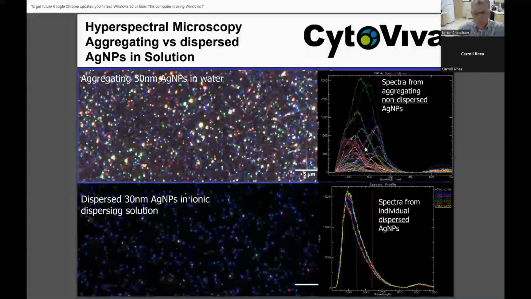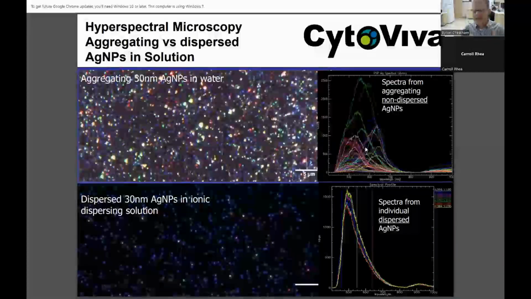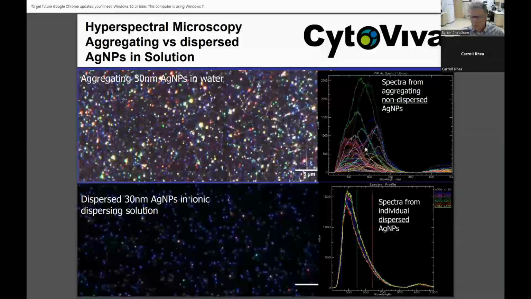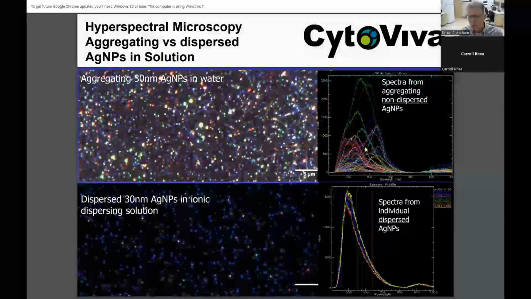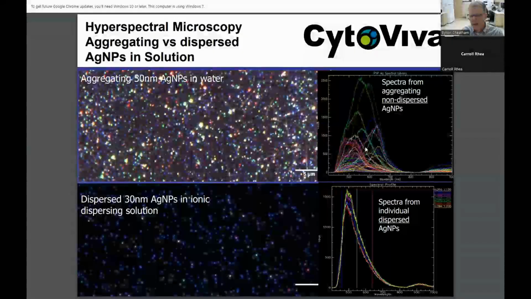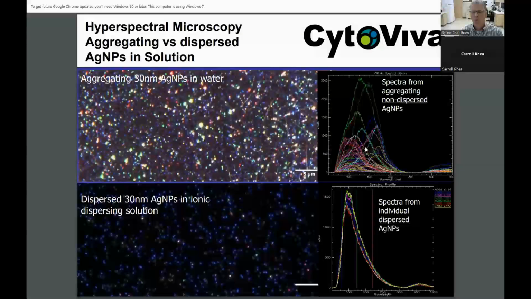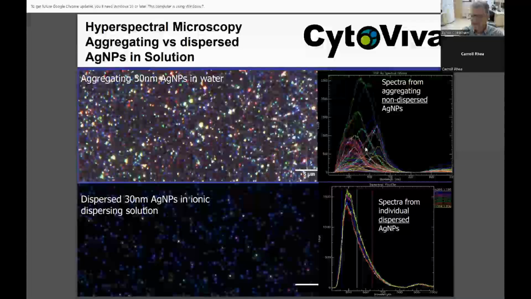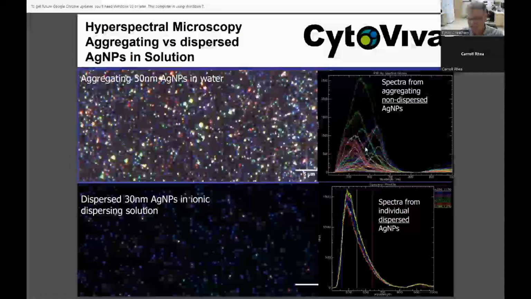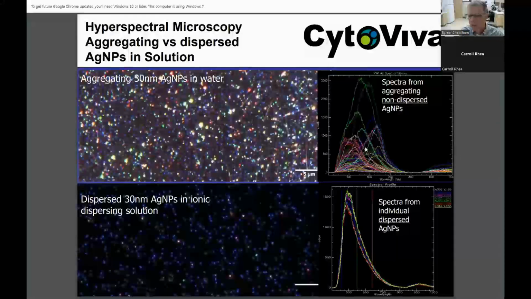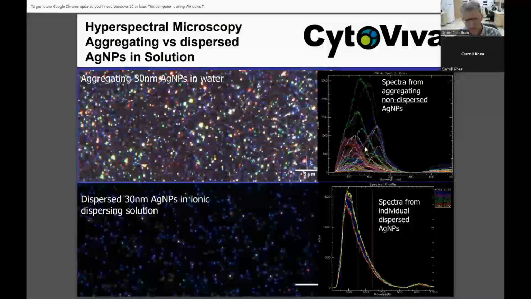Now, it's important to note that in the technique with dark field, we're not looking at the particle. We're looking at the scatter of the particle. And the scatter of the particle can be orders of magnitude larger than the particle. That's why we can see it so easily with an optical microscope. That's the whole point and purpose behind dark field optics.